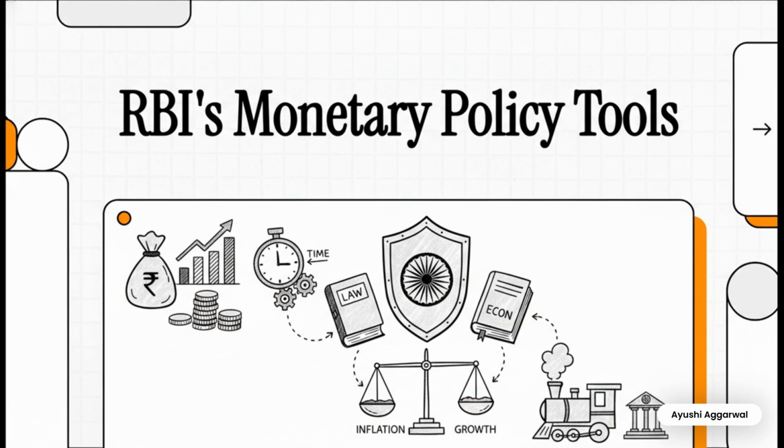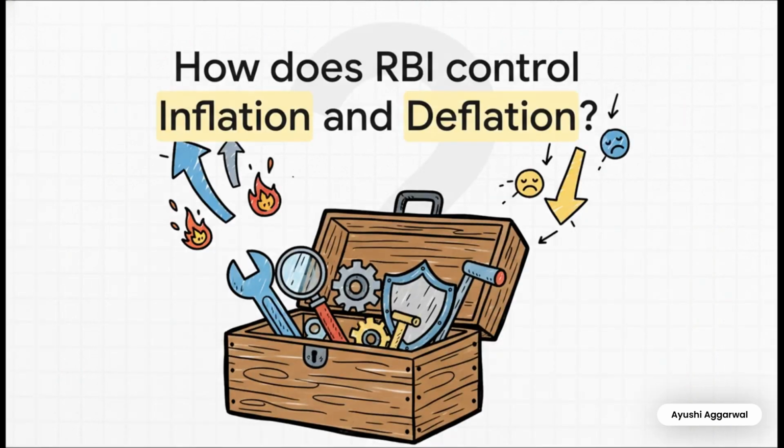Ready? Let's get started. So, you ever wonder, when prices for everything start shooting up during inflation, or when the economy just kind of slows down in deflation, what does the RBI actually do? How do they control it? Well, the answer is all inside their powerful toolbox. And today, we're going to open that box right up and look at every single tool.